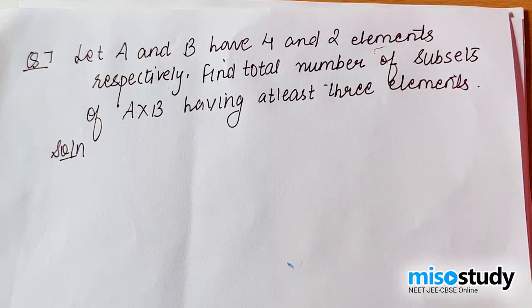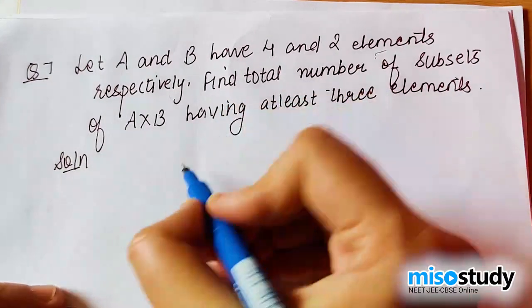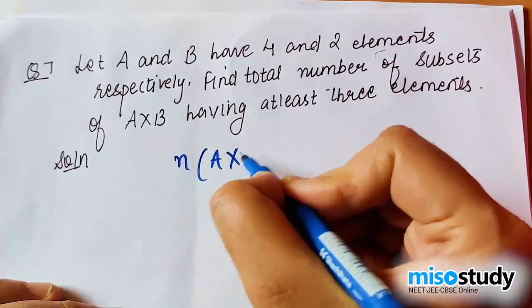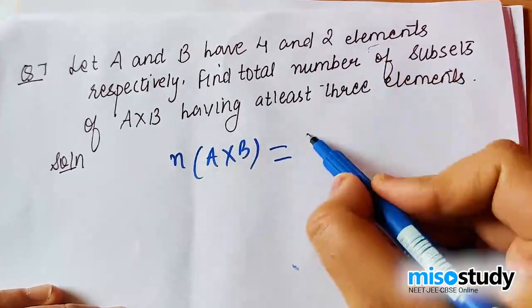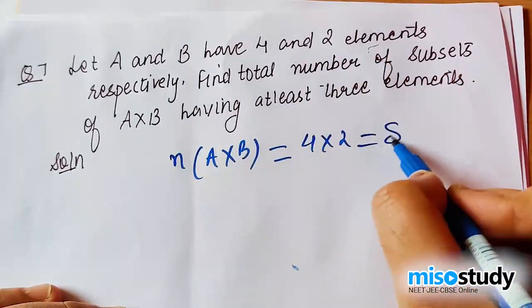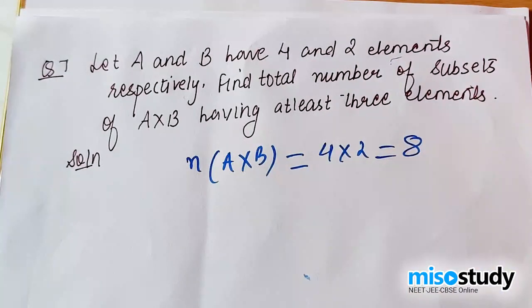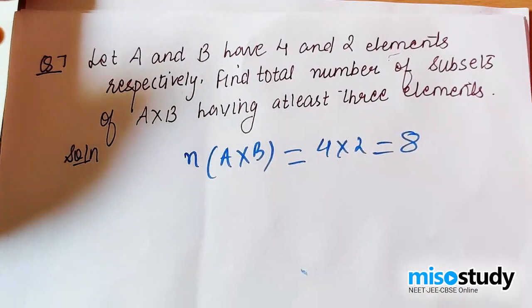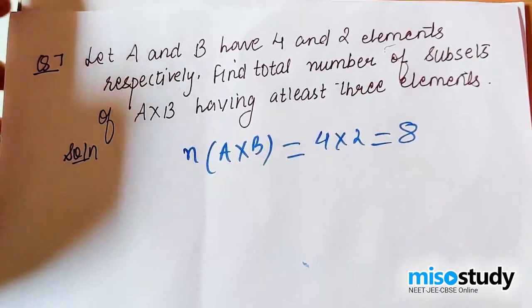So let A and B have 4 and 2 elements respectively. Find the total number of subsets of A cross B having at least 3 elements. First of all, how many elements would be there in A cross B? Since A has 4 and B has 2, 4 into 2 gives you 8 elements. What is the meaning of having at least 3 elements?